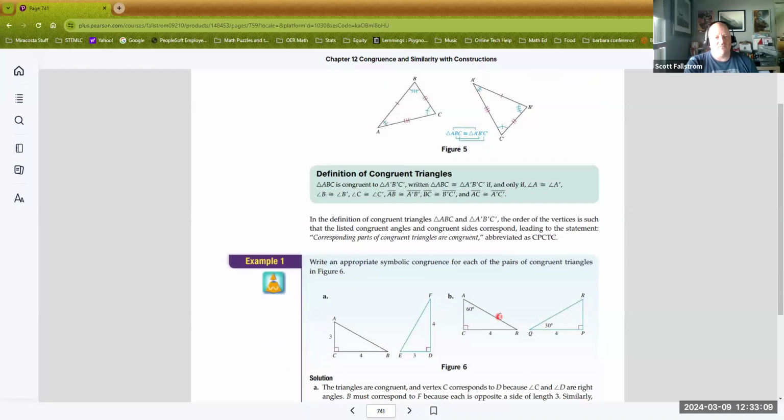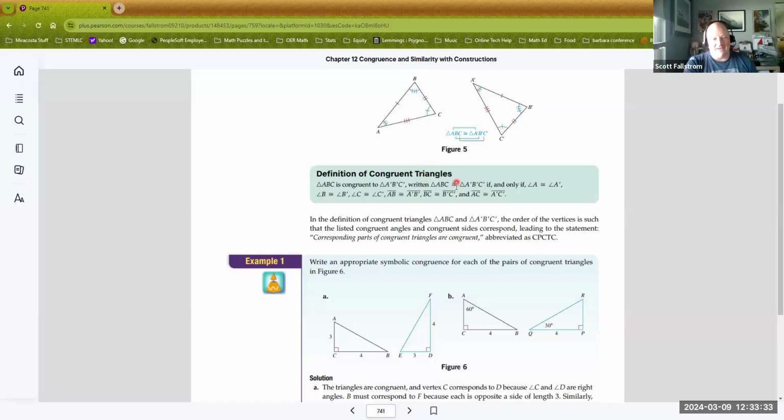Okay, so here's the thing. If you want a triangle to be congruent to a different triangle, here they have used prime numbers, like an A prime or a tick. We call that A prime, B prime, and C prime. And if we want these triangles to be congruent, you have to remember that means same size and same shape.